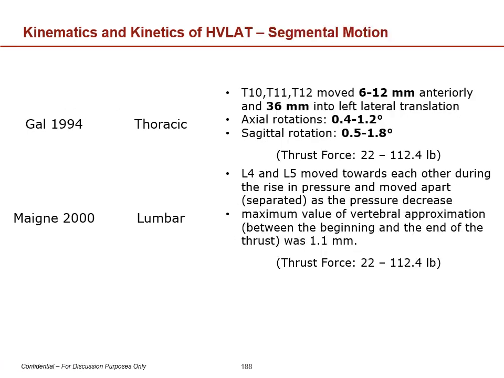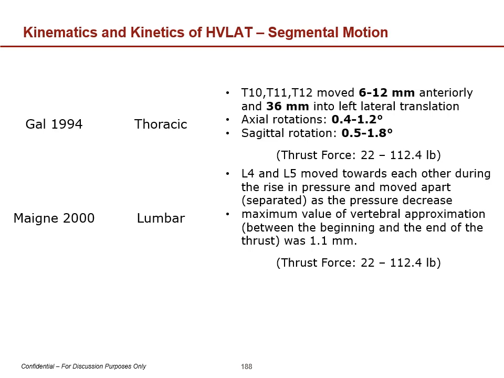Okay, and so what did they find? Segmental motion: within the thoracic spine, they moved 6 to 12 millimeters anteriorly and 36 millimeters, or 3.6 centimeters, into left lateral translation. Axial rotation and sagittal plane rotation were minimal. You can see the thrust forces were quite a range, but comparable to previous values that we've seen.